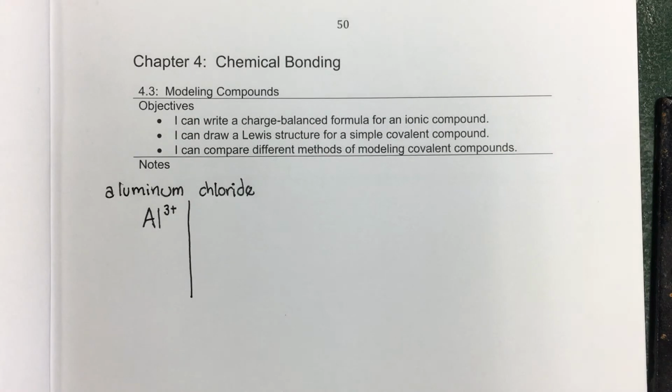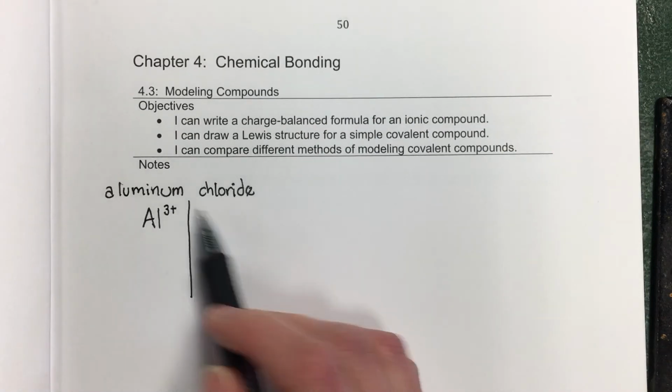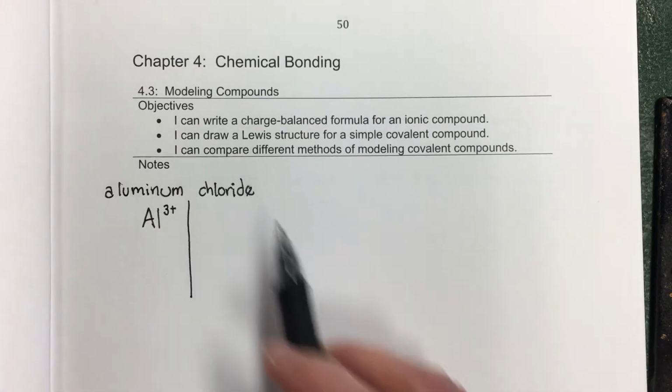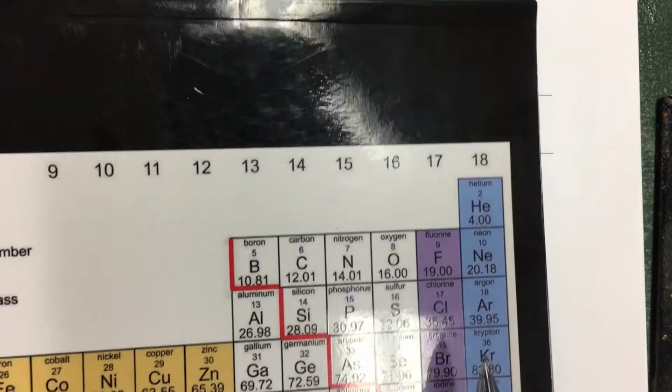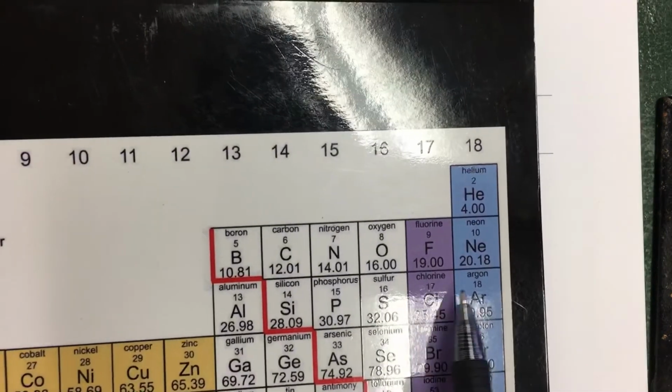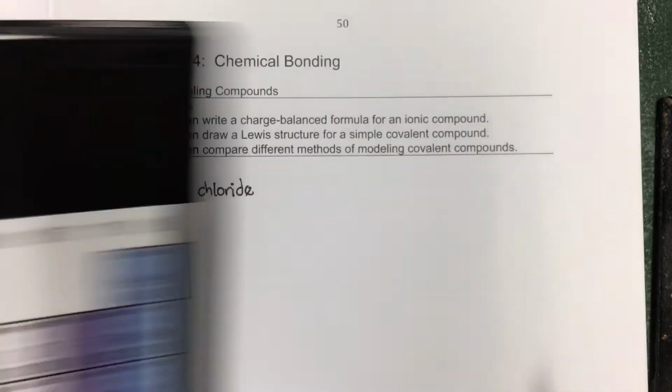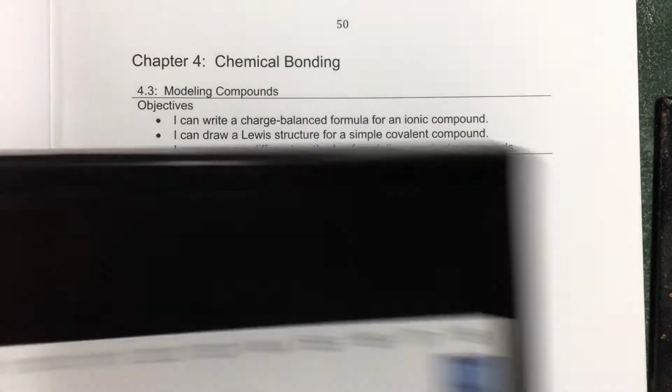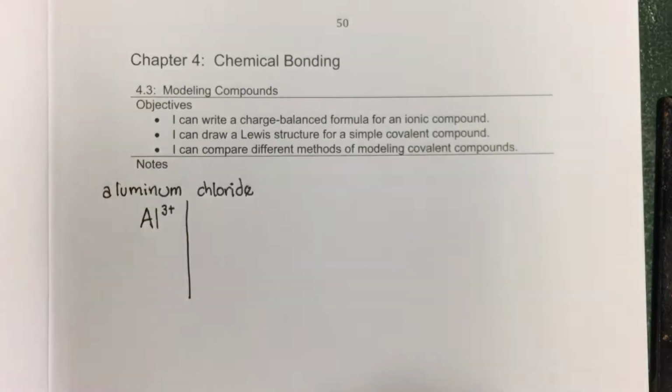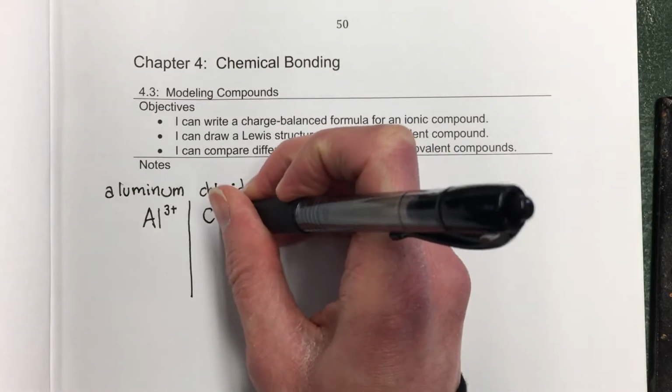And then we need to find the non-metal anion, which is going to be negative. Now, chloride is the ion form of chlorine. Remember, if it's an anion, you change the ending to "ide." And it's in the -1 column. So we're going to write down -1.